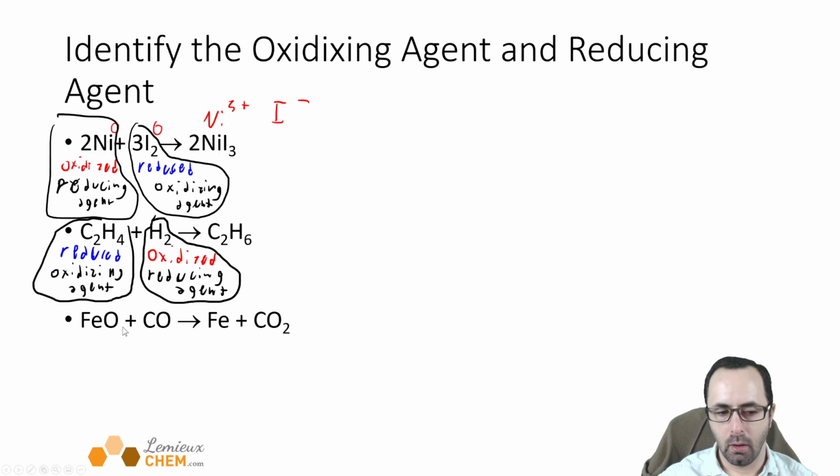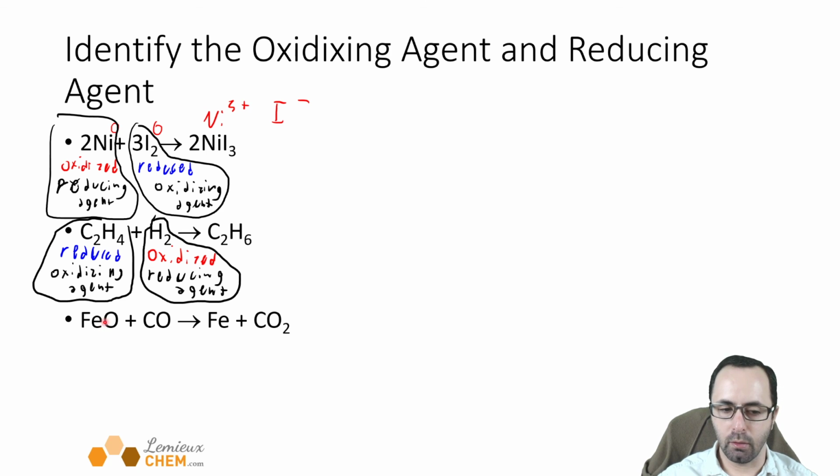And finally, iron oxide is reacting with carbon monoxide, making iron and carbon. So this has ionic compounds and covalent compounds. We could do this either way, but I can see that the iron is losing oxygen and the CO is gaining it. So I can use the easier oxygen way here.